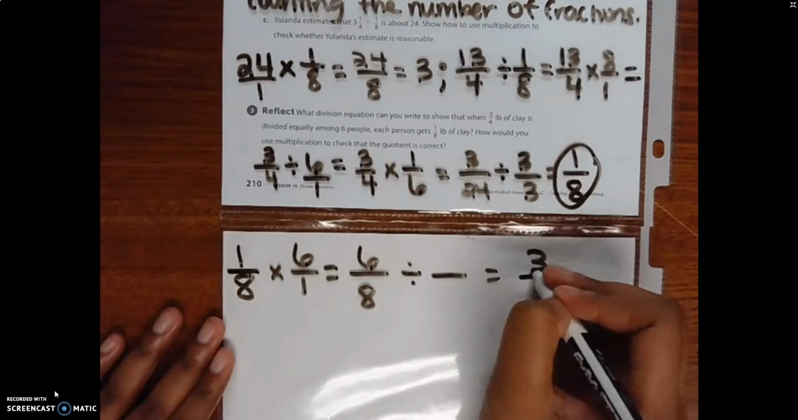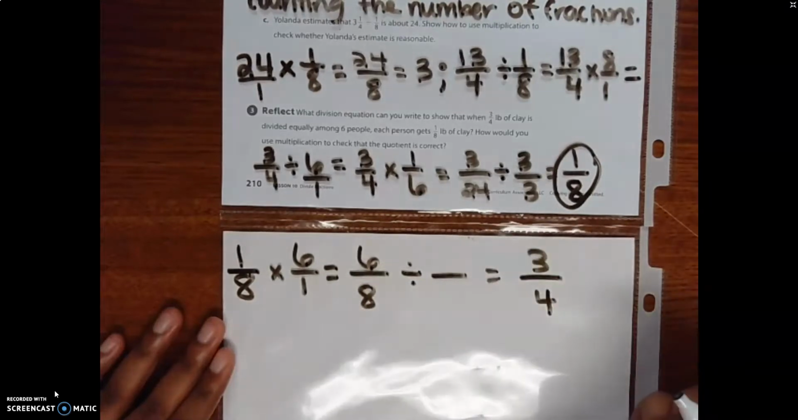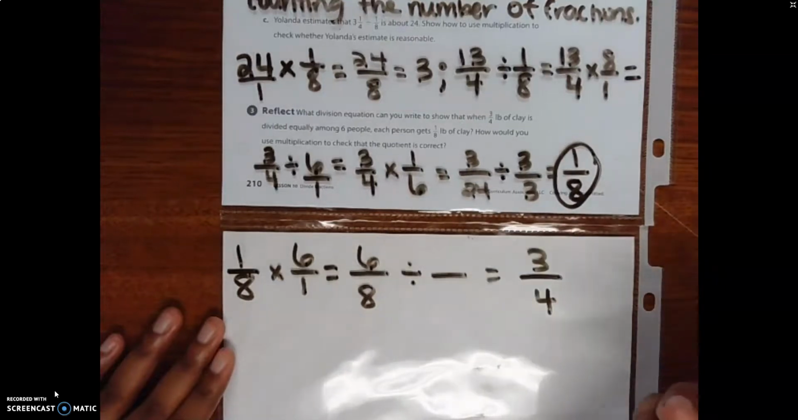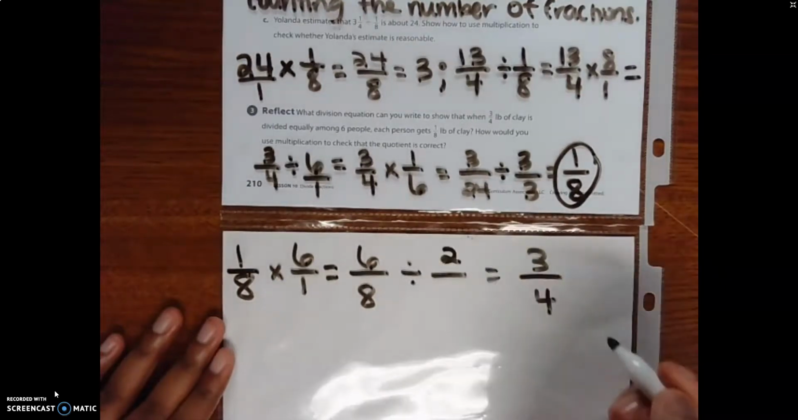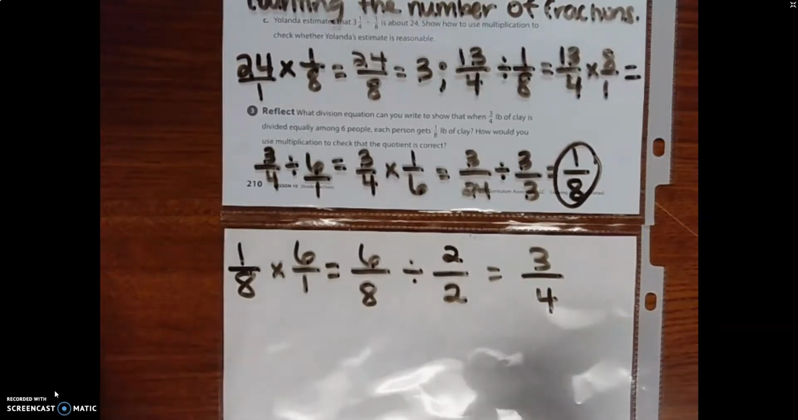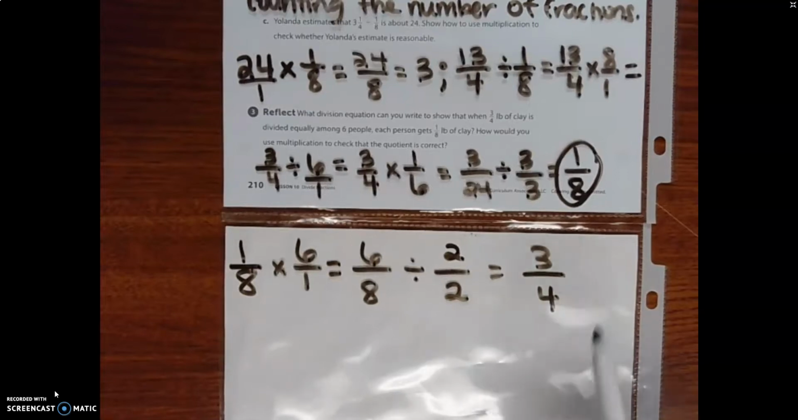So that means that they simplified somewhere. We got to figure out what number goes here, right? 6 divided by what will get you to 3? Oh, that number is 2. And if it's 2 on the top, it's got to be 2 on the bottom. 8 divided by 2 is 4. So we got back to 3/4. We got back to our dividend, so we know that we did it correctly.